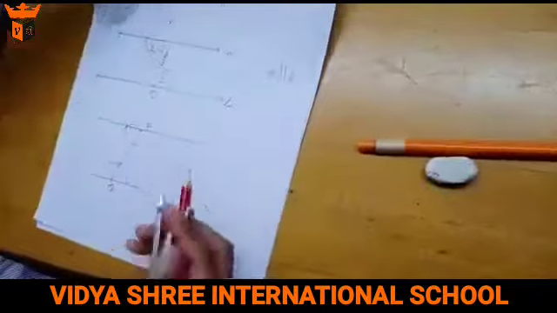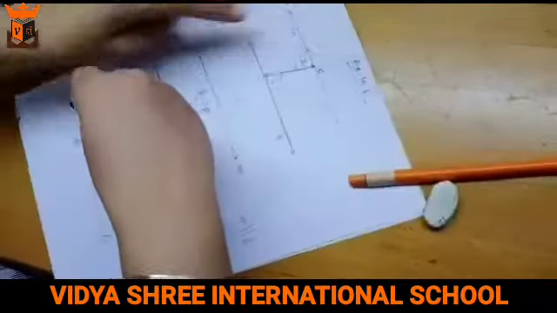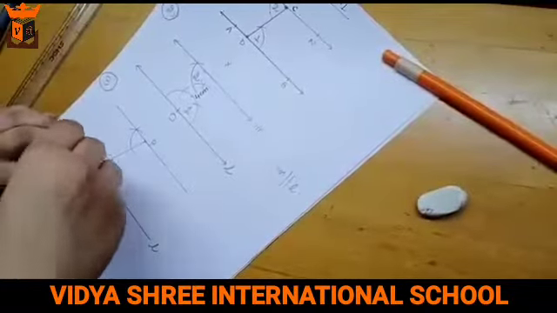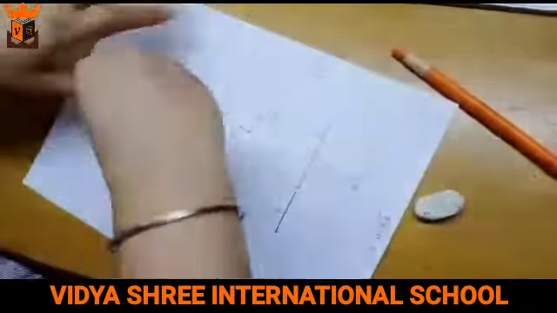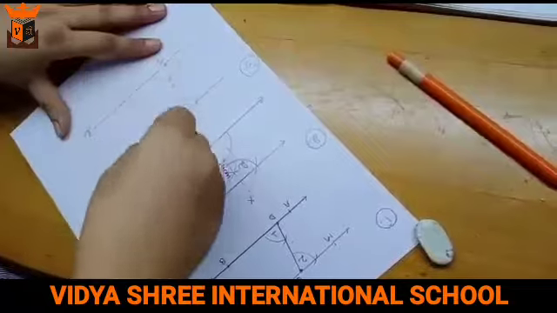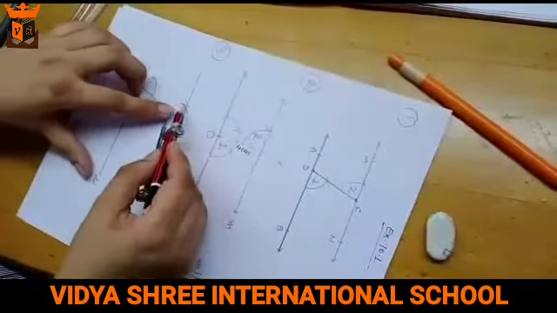Okay, now similarly we can again take a semicircle on another point. Take any point over here and then take a cut.